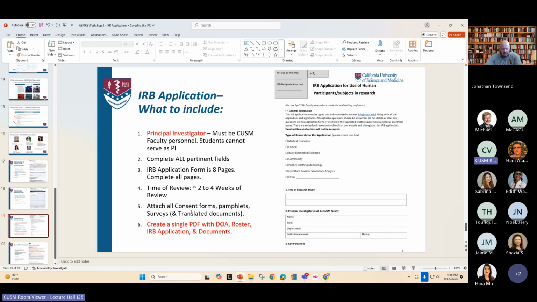you will be working on research with participants and patients who speak a language other than English. Any translated copies, include those as well. I'll show you an example at the latter part of the session. Create a single PDF document with the determination of activity form, with the roster and the application and any necessary documents. Put it all under one PDF. That way you know it's all in one place.